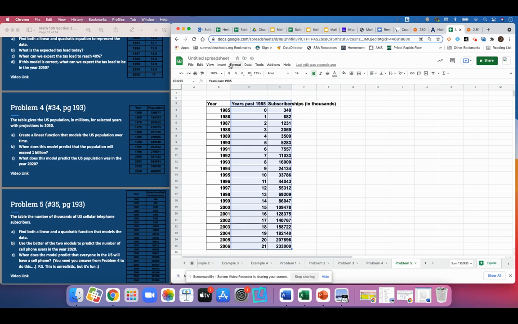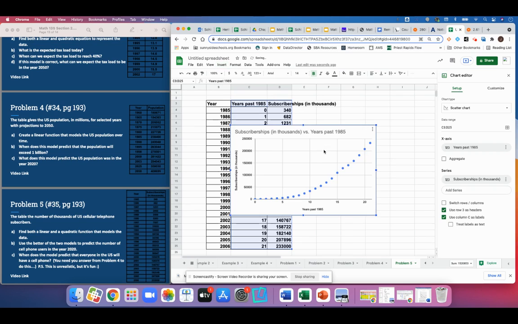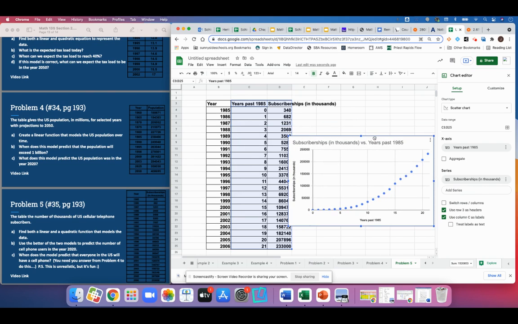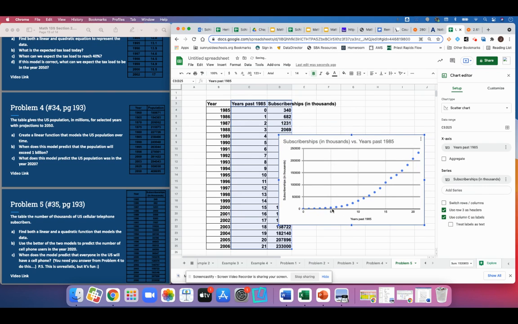And here we are going to go to Insert, Chart. We've got this kind of going up here. Look how steep that is getting. It's really taking off. It looks like the number of U.S. cell phone users really took off in the year 1990, and then even a bigger jump in the year 1995.